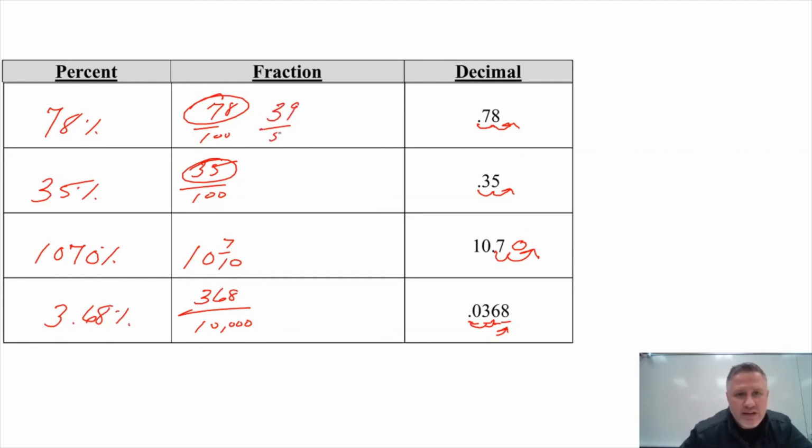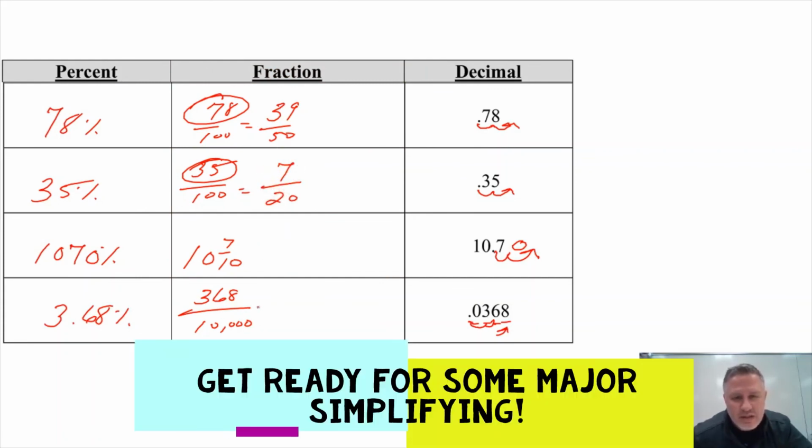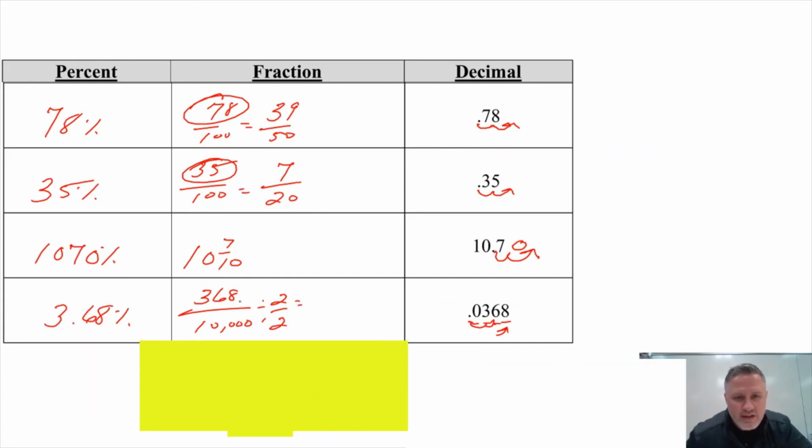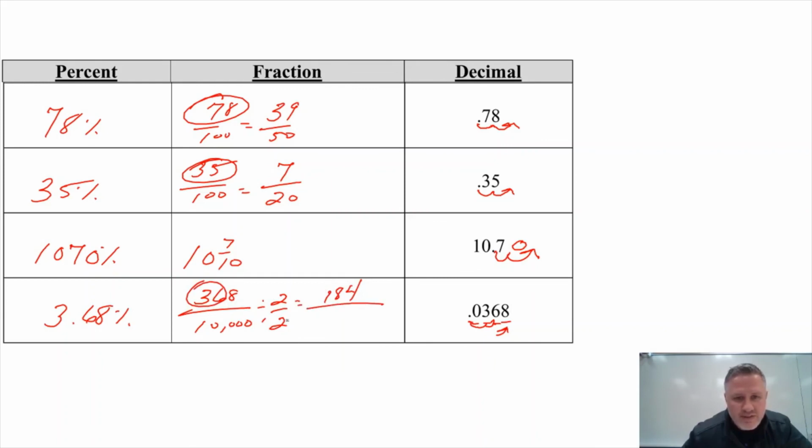All right, now let's just simplify our fractions. This simplifies to 39 fiftieths. Okay, this simplifies to 7 20ths by dividing by 5 over 5. And 368 10,000ths, let's divide that by 2 over 2. And I'm going to say half of 36 is 18, and half of 8 is 4. Okay, half of 10,000 is 5,000. But we can go again. Half of 18 is 9, half of 4 is 2, half of 5,000 is 2,500. All right, and we got to do it again. 92 cut in half is going to be 46 over 1,250. And we can do it one more time. The final time is 23 over 625.